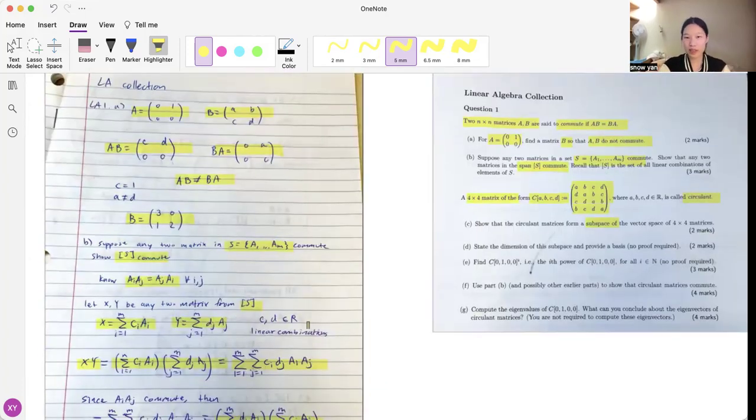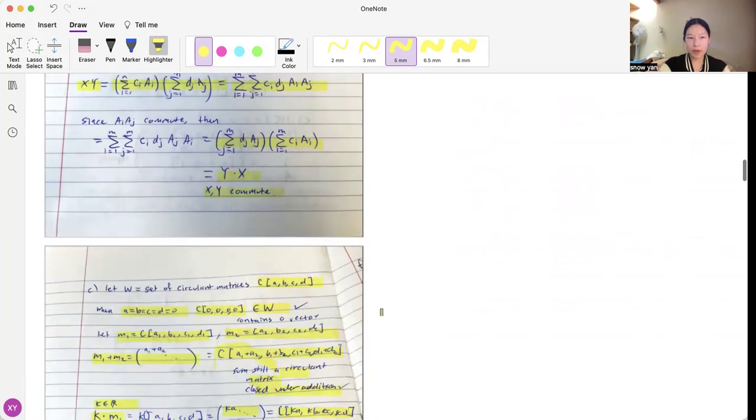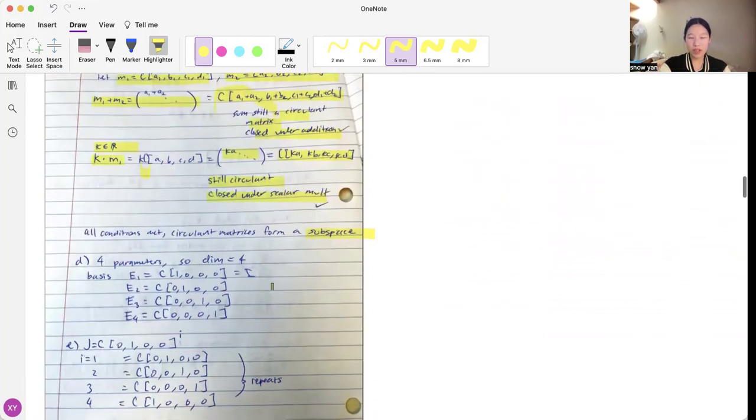Okay, let's check part D. State the dimension of the subspace and provide a basis. No proof required. Okay, so it's 2 marks, so we don't really have to do that much work for this. We just need to get a dimension of the subspace and provide a basis. We already mostly got our things.